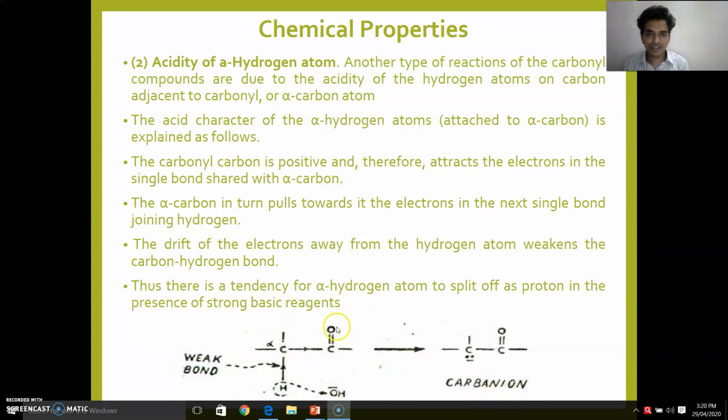So this is the carbonyl carbon and the alpha carbon atom. The functional group is there, C double bond O, the carbonyl carbon, and the adjacent carbon becomes the alpha carbon atom, and the hydrogen on it is the alpha hydrogen atom. Due to the attack of the base on this hydrogen atom, it abstracts the proton and weakens the bond, and it will form the carbanion, which contains a negative charge, like this.